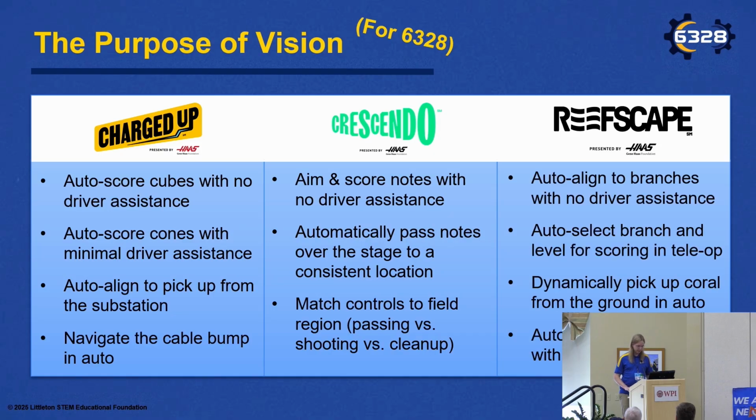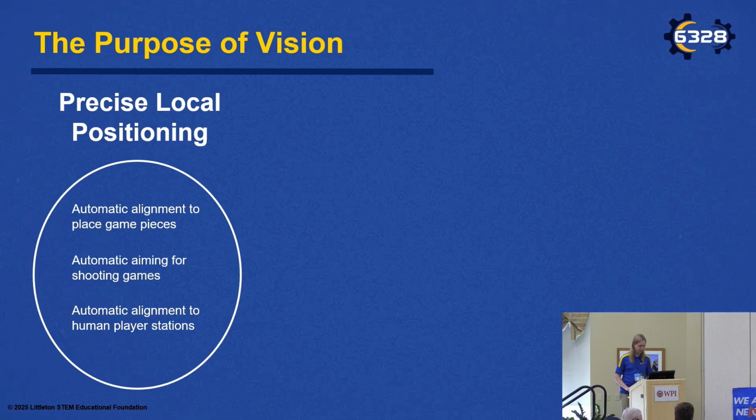Now, finally, 2025, most recently, this was our chance to revisit automatic scoring with a really precise task of placing the coral on the reef. And new this year, we also wanted to automate branch selection as much as possible, which meant the robot needed to know at all times which branches and levels were closest. This was also the first game that we personally started tracking game pieces on the field so that we could dynamically pick up coral from the ground in auto. That was a new thing for us. And again, we had a bunch of dynamic controls that changed based on where we were.